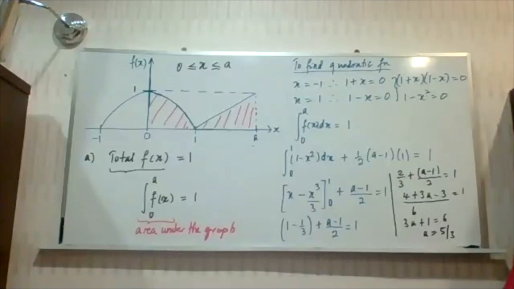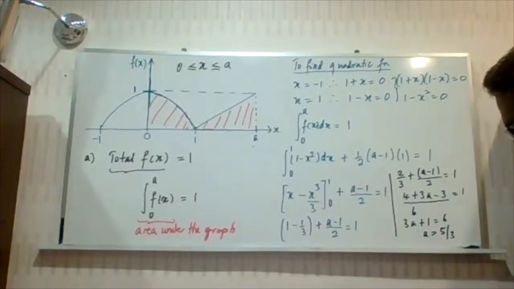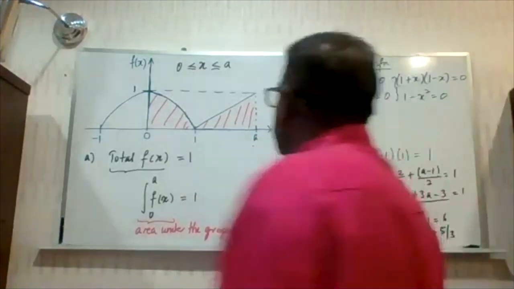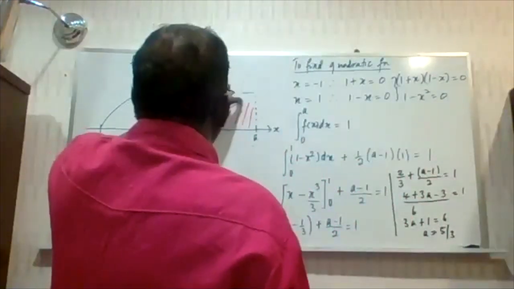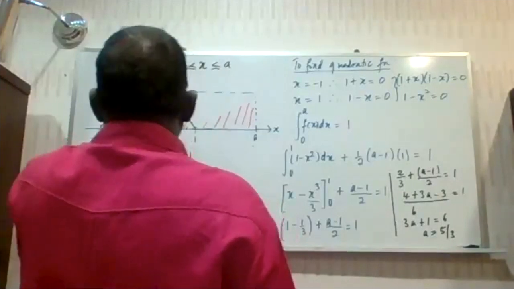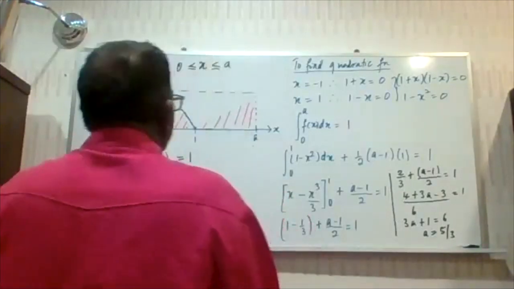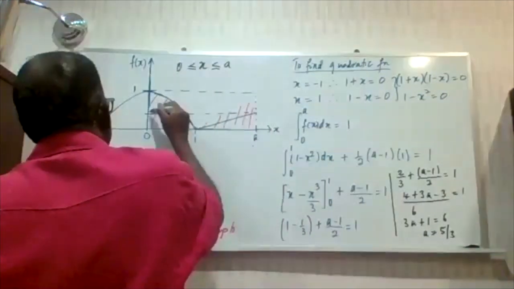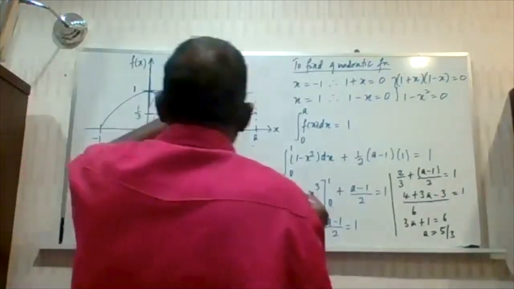So make sure there are no calculation mistakes. Let's check whether everything is correct. Oh, sorry, the value is wrong. I said 1, it's not 1, it's 1/3. So I made a mistake with the value here, 1/3. We have to rectify that. That's why we're not getting the answer.